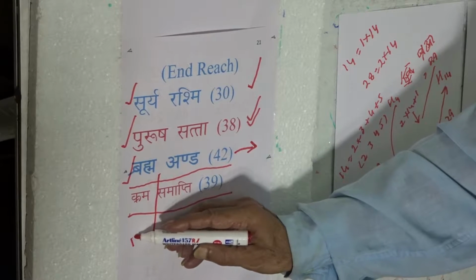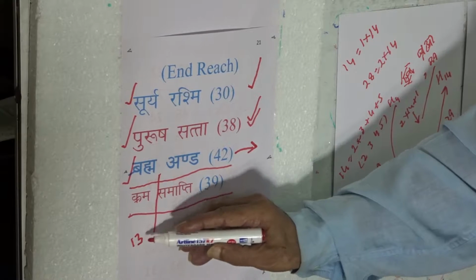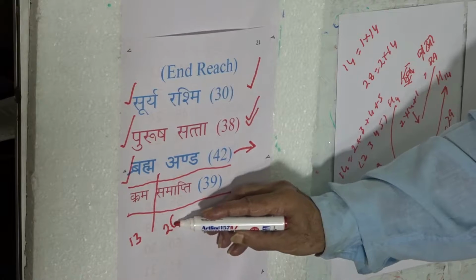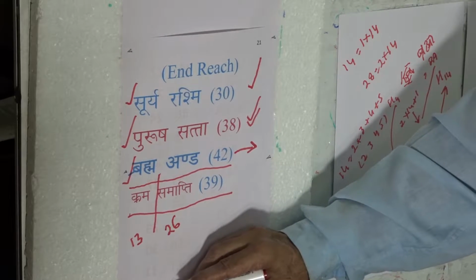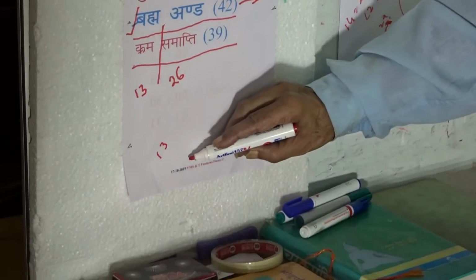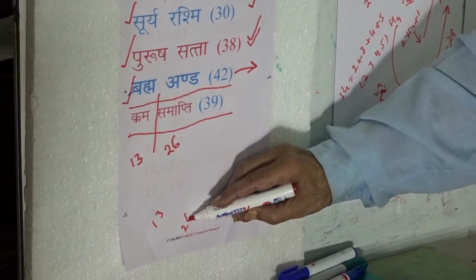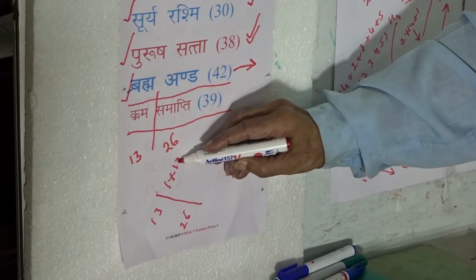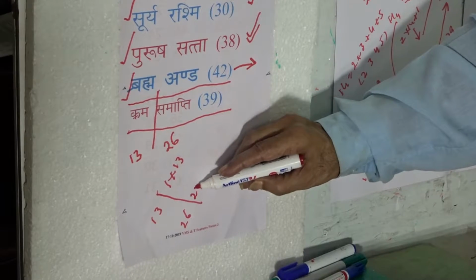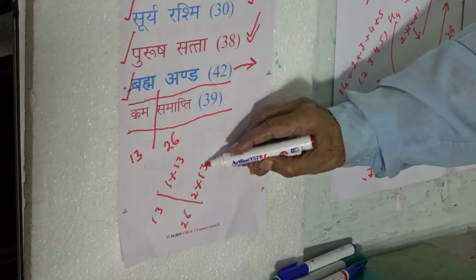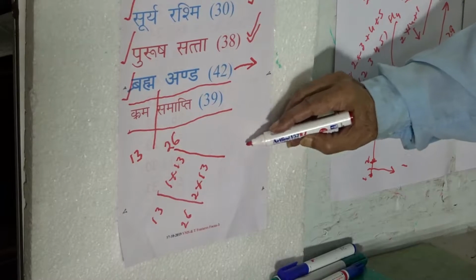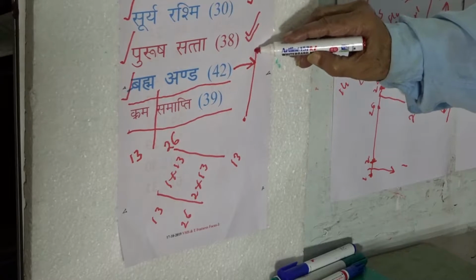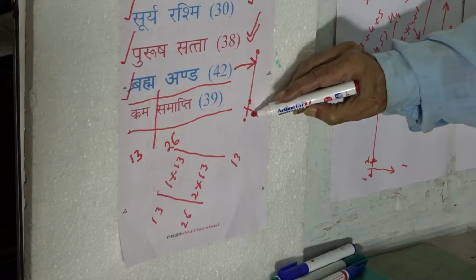Kram is of TC value 13 and Samapti is the TC value 26. The sequential organization for this pair of values is of the format 1 into 13 and 2 into 13. And we know that 13 are the gaps of the range of 14 points.